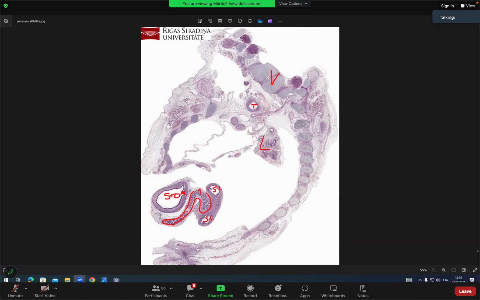Trachea. Let's see, small intestine. Yeah, just wait a moment. I will write down everything. Lung development. So these structures unique for this specific slide. Yes?